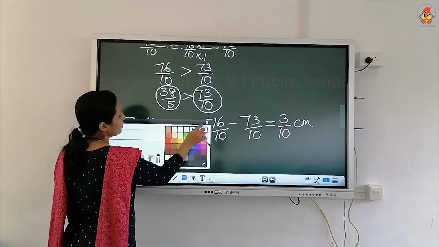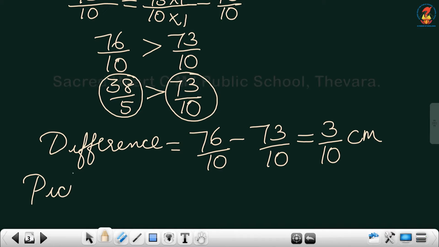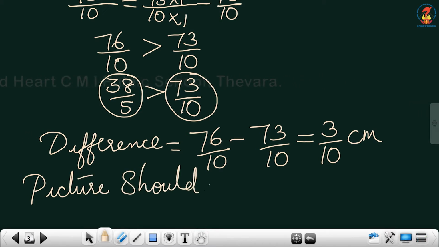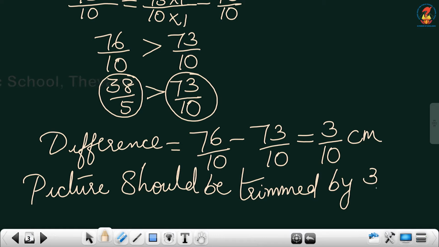Therefore, what can you write here? Picture should be trimmed by 3/10 centimeter. Then only you can fit this picture inside that particular frame.